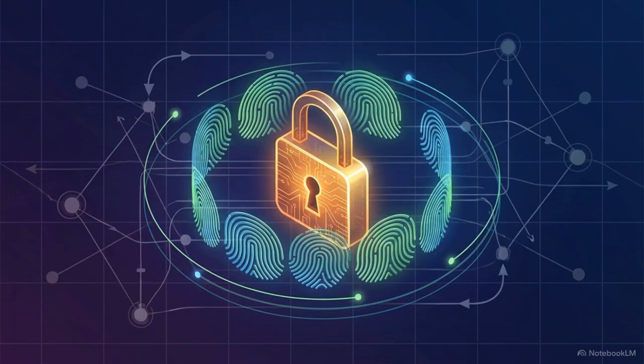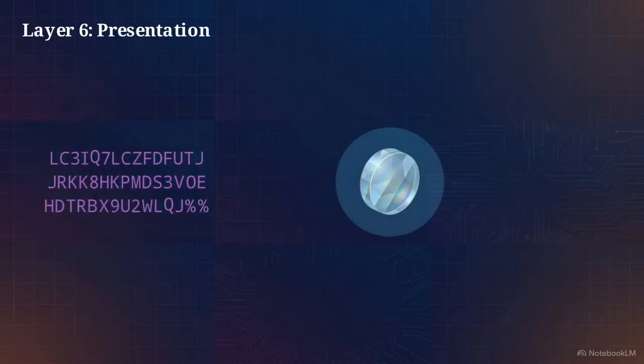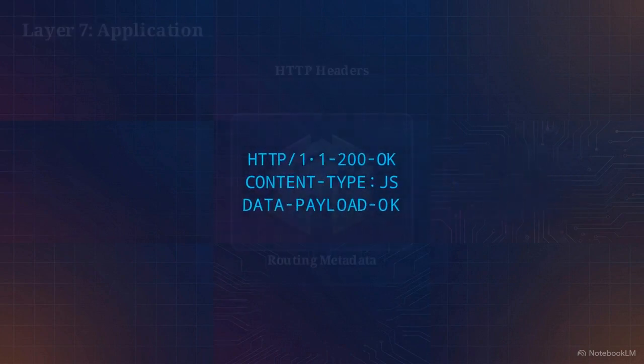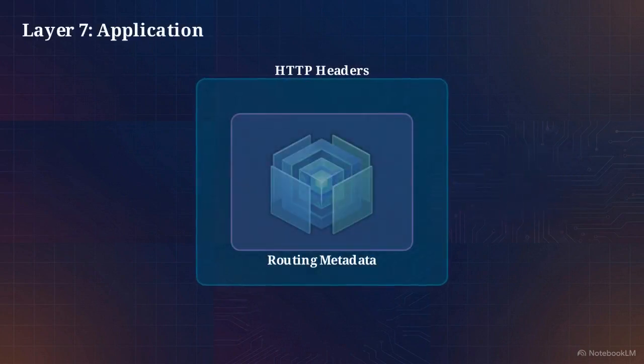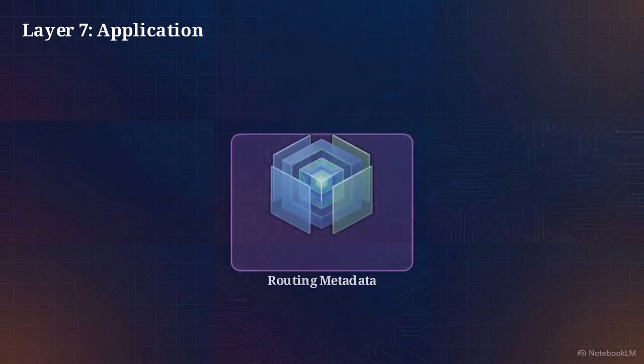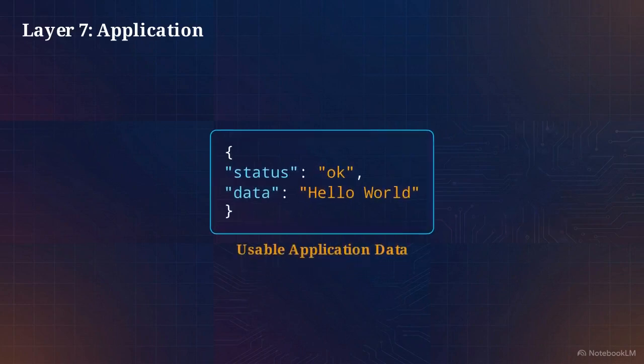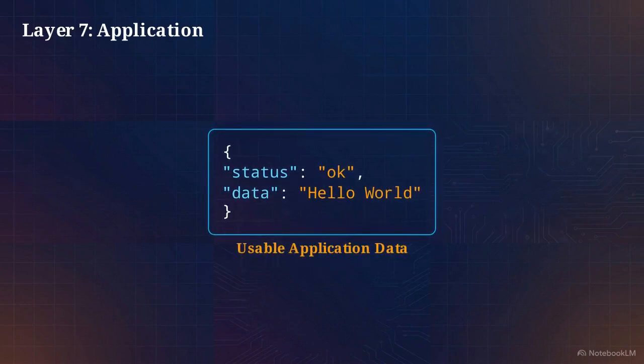At Layer 6, the presentation layer, the packet undergoes security customs. Using TLS encryption, the system verifies the server's identity and decodes the secure contents into a format the application can understand. Finally, the packet reaches Layer 7, the application layer. This is where protocols like HTTP and WebSockets live, turning the raw payload back into usable code.